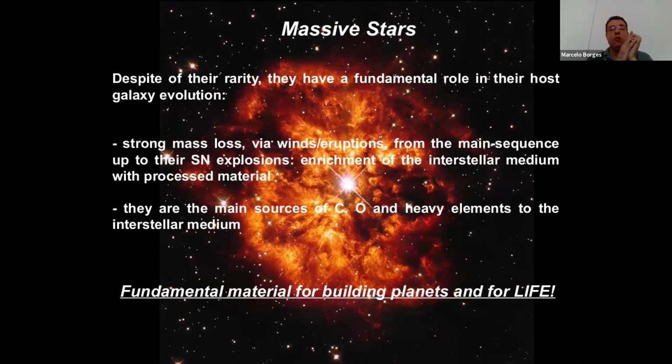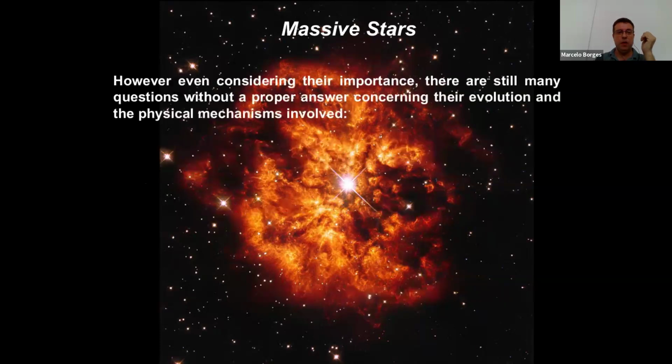In addition, the strong mass loss via winds and eruptions during the whole life of these stars is responsible for the interstellar enrichment by processed material. These stars are the main sources of carbon, oxygen, and heavy elements to the interstellar medium. So these stars are responsible for the formation of the fundamental material for building planets and also for life.